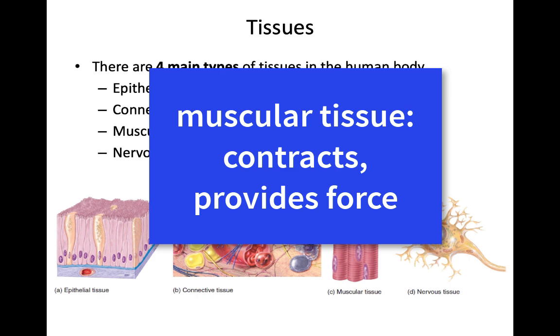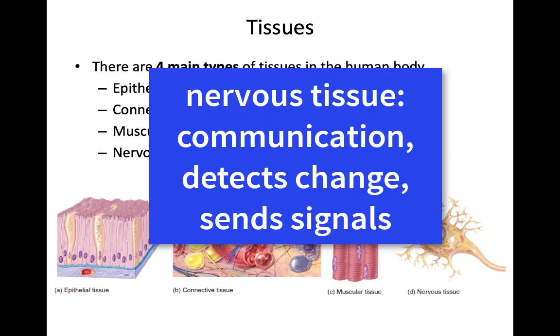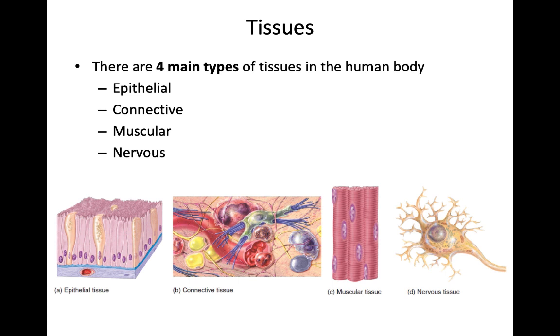Muscular tissue functions to contract and generate force. And nervous tissue functions to communicate in the body. The nervous tissue detects changes within the body and sends signals to respond.